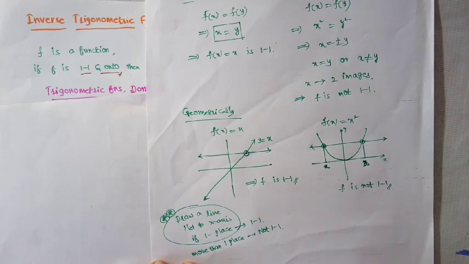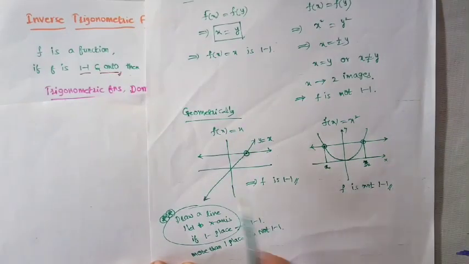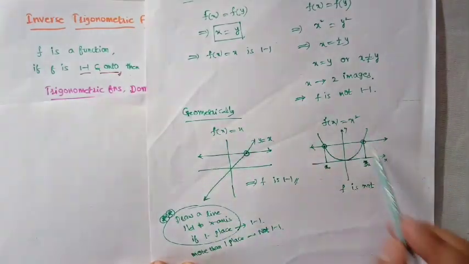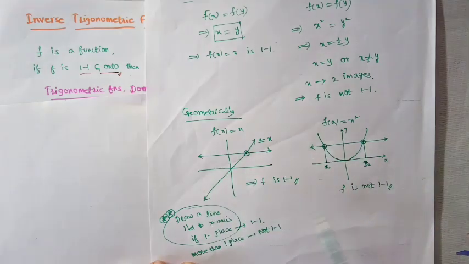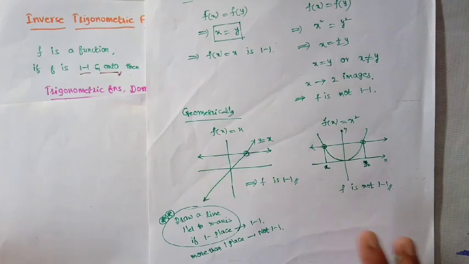Okay. Now we understood the definition. We saw what a one-to-one function is. This part is important: how to find out one-to-one geometrically. Coming to the next.